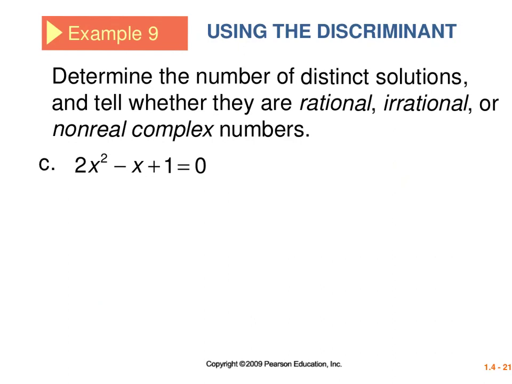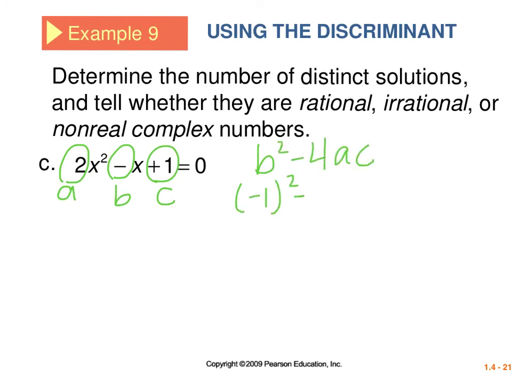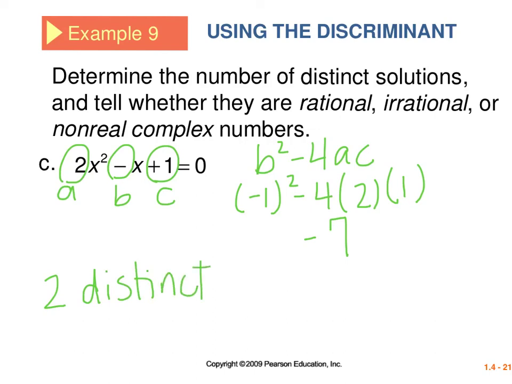And our last example, determining the number of solutions using a discriminant. Here's a, b is negative 1, and c is 1. B squared minus 4ac is our discriminant. So I have negative 1 squared minus 4 times 2 times 1. And when I evaluate that, I get a value of negative 7 for my discriminant. And since I get a negative value, there are two distinct non-real complex solutions.